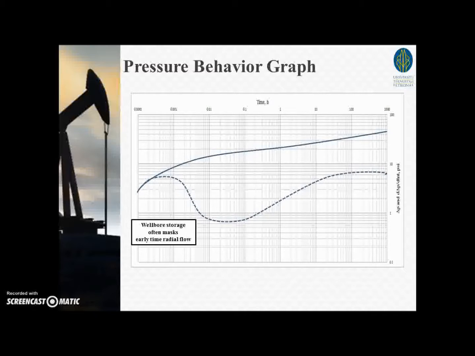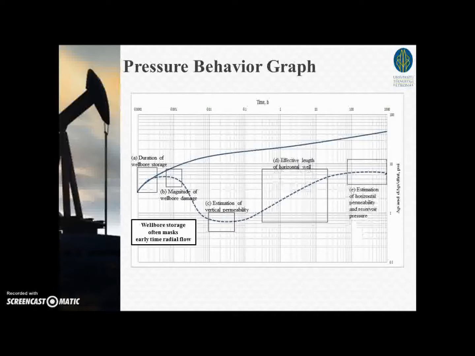to account for it. Alright, from the same graph, we can determine the duration of wellbore storage, the magnitude of the wellbore storage, the estimation of vertical permeability, the effective length of the horizontal well, and lastly, the estimation of horizontal permeability and the reservoir pressure. So that's all for the pressure behavior of horizontal well graph.